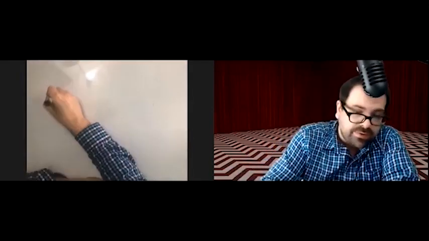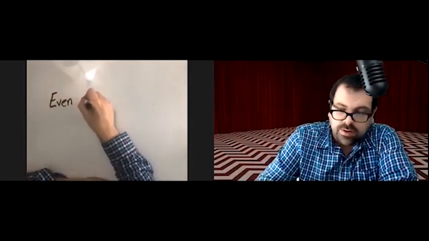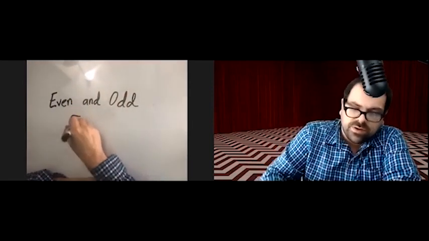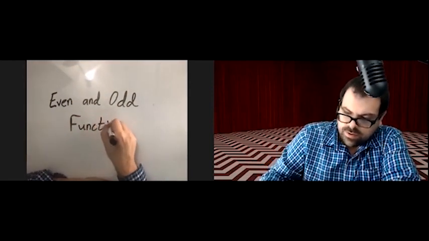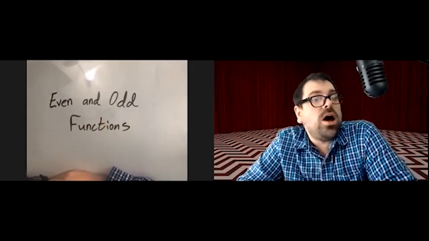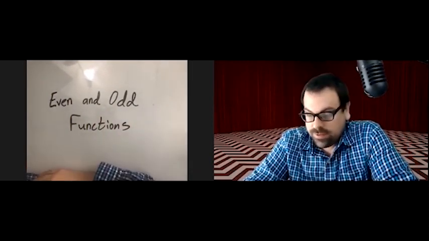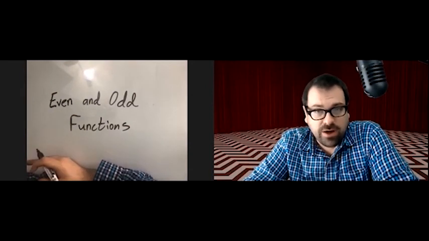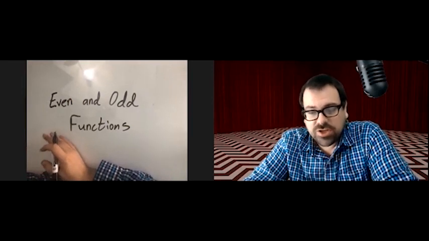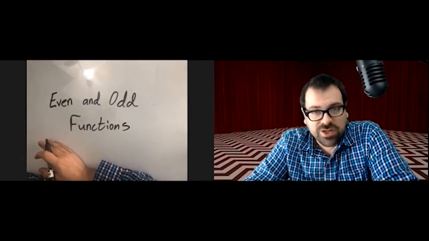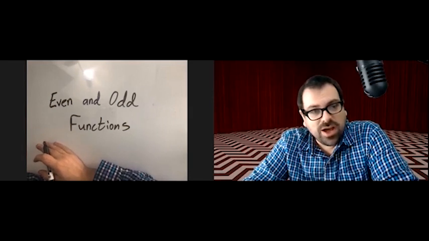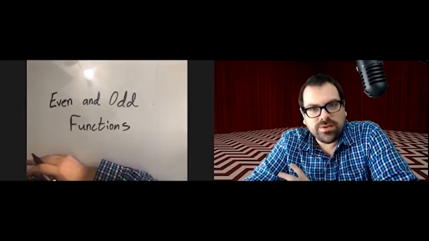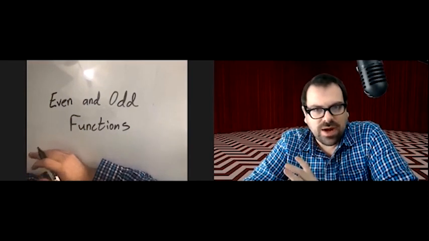Next up, I want to talk about even and odd, but not even and odd numbers. Even and odd functions. Now we have to know about symmetry to talk about even and odd functions, because the definition of an even function and the definition of an odd function have to do with the type of symmetry that the graph has.